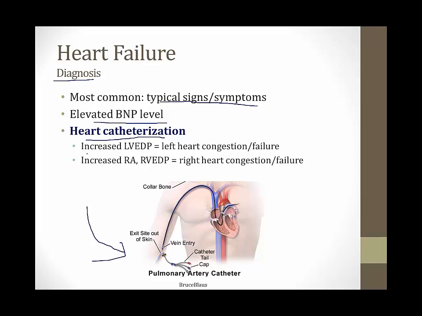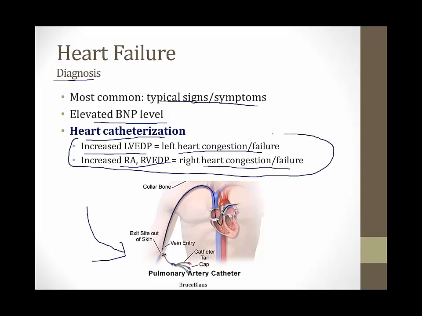And like I told you before, anytime you see an increased left ventricular end diastolic pressure, that means there's left heart congestion and failure. Anytime you see an increased right atrial or right ventricular end diastolic pressure, that means there is right heart congestion or failure. So this is the definitive way to diagnose heart failure. It's only done in special circumstances, but for your board exams, they're going to want you to know that all these pressures can go up in right and left heart failure. And that concludes our module on heart failure basics.